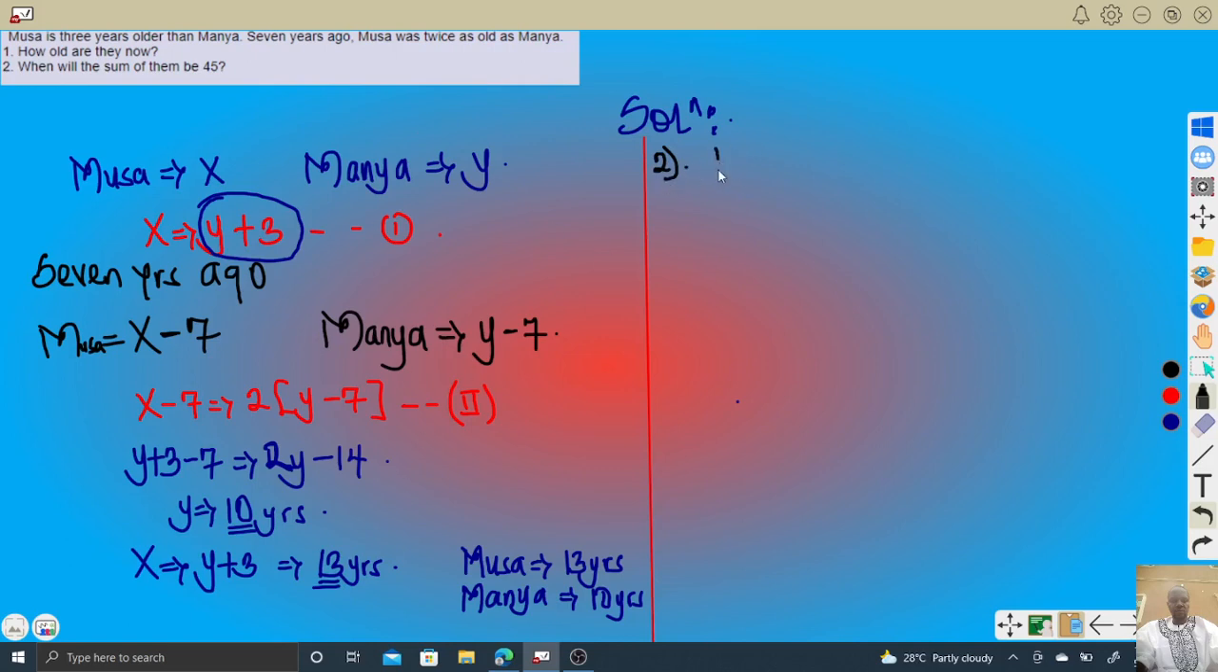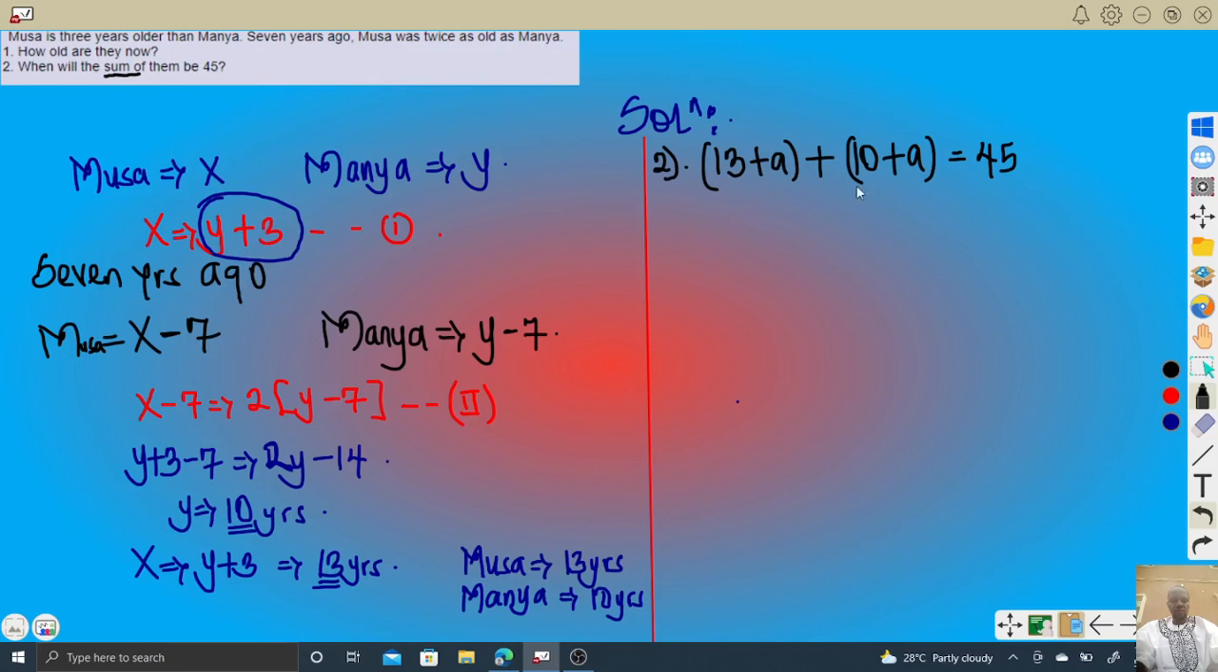The age now is 13 for Musa, plus we are looking for the time. I will take that to be equal to a, plus the other person's age, 10. Maya is 10 plus a. So let that particular time be denoted by a, according to my own interpretation. I'm using a, you can use any letter. So 13 plus a, plus 10 plus a, will be the sum of the two ages added together, equal to 45.